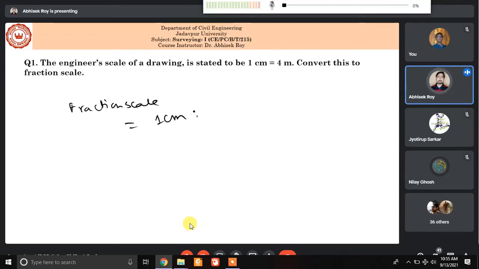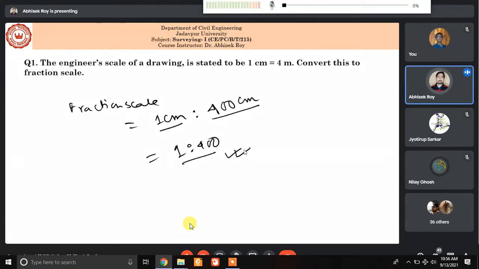1 centimeter is representing 4 meter, right? Or we can write 1 centimeter is representing, instead of 4 meter, 400 centimeter. So 1 centimeter is to 400 centimeter. This is your fraction scale. That means 1 is to 400, as correctly said by all of you.